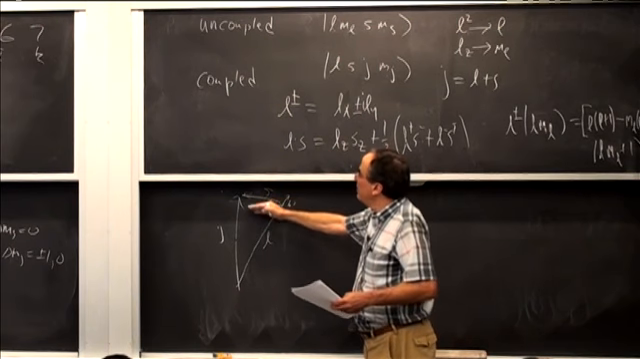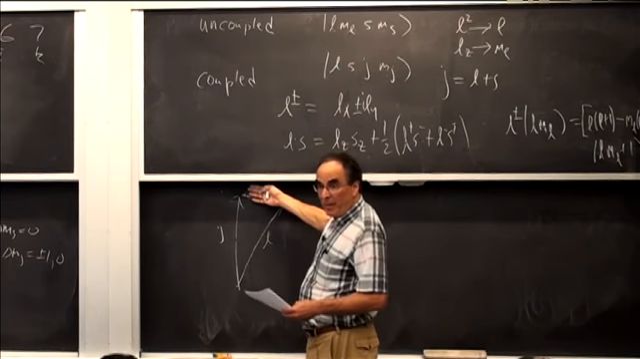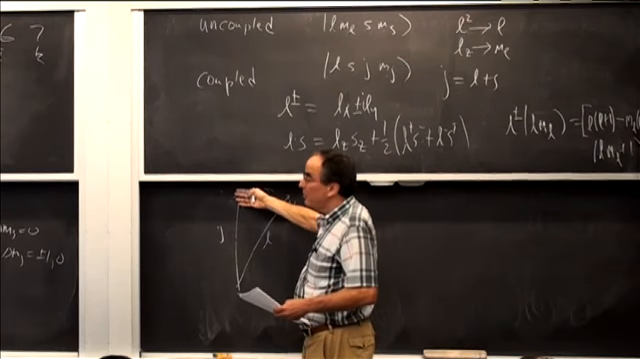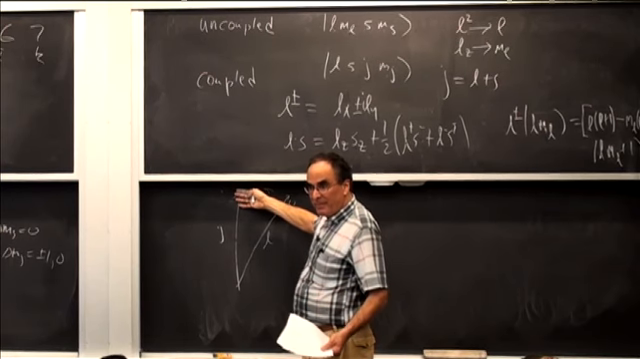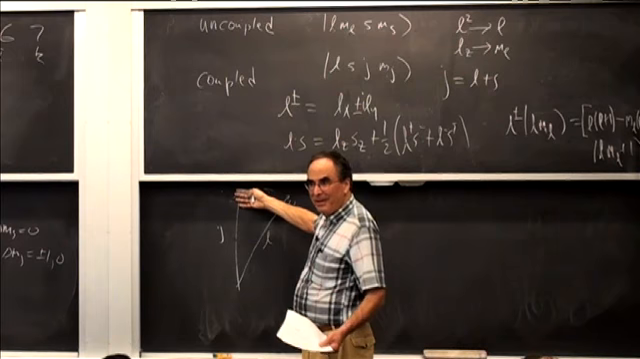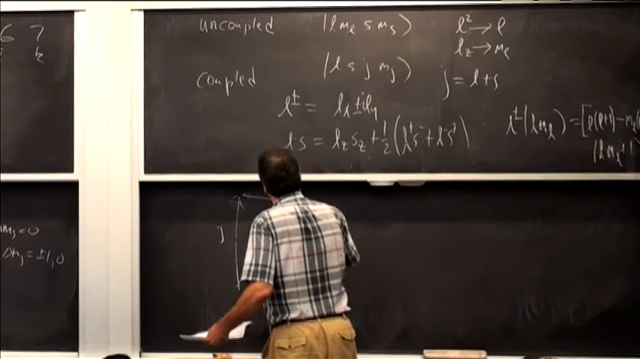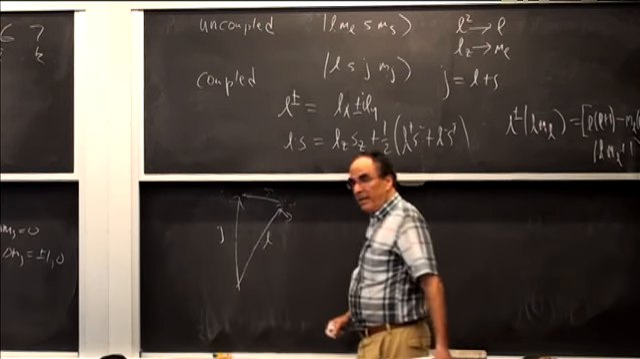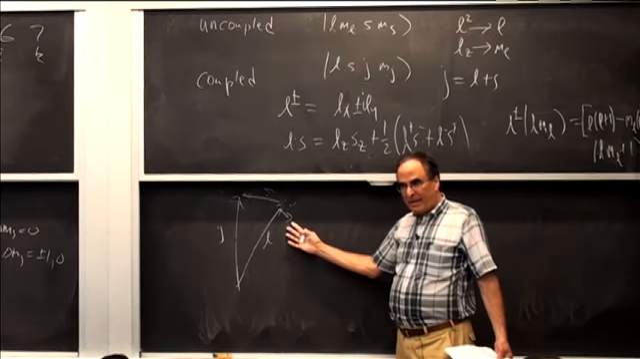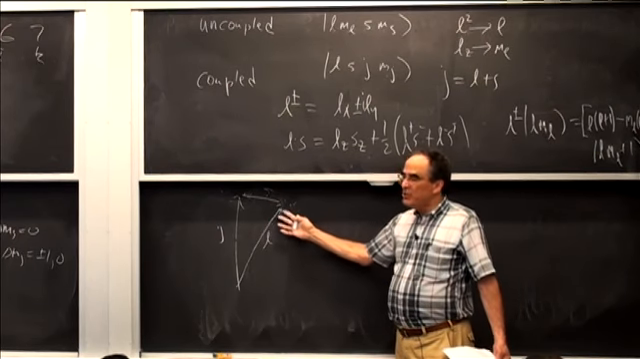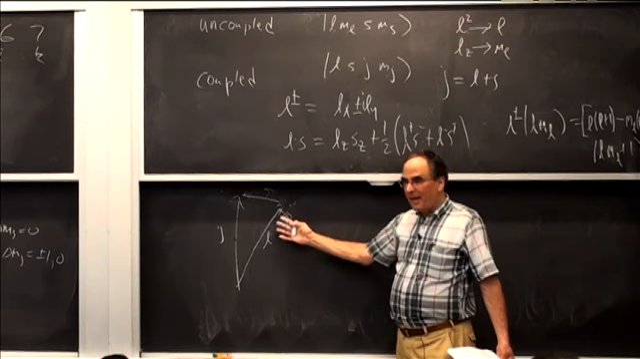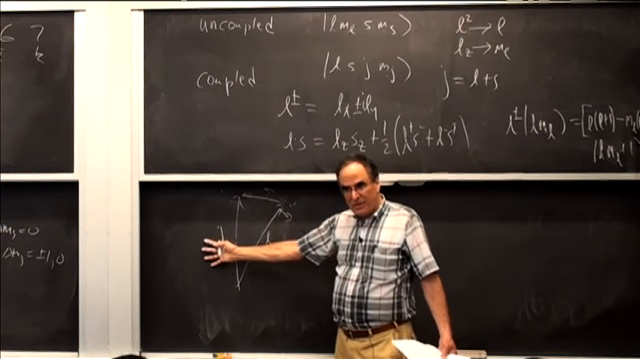What does that do? Well, it shifts S up by 1, and so it increases J by 1, propensity rule. Now, if we put in the photon perpendicular to L, well, that doesn't shift S up, and J doesn't change.